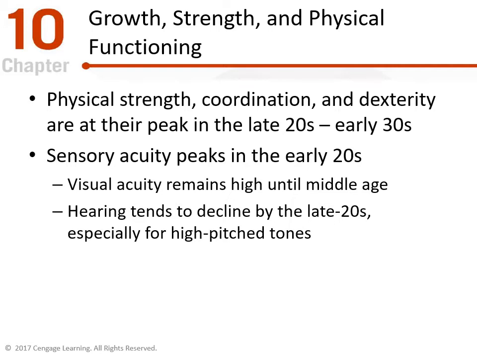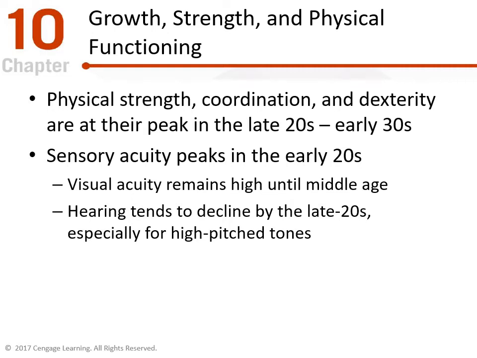Hearing tends to decline by the late 20s, especially for high-pitched tones. Even some letters, S's and T's, the way you say them hit the higher tones. So that's where you might find that some words are harder to hear as you get older. And again, in middle age, you tend to be farsighted, which means not being able to see up close, and you need glasses. Athletes in their prime in their 40s are definitely an exception to the rule.